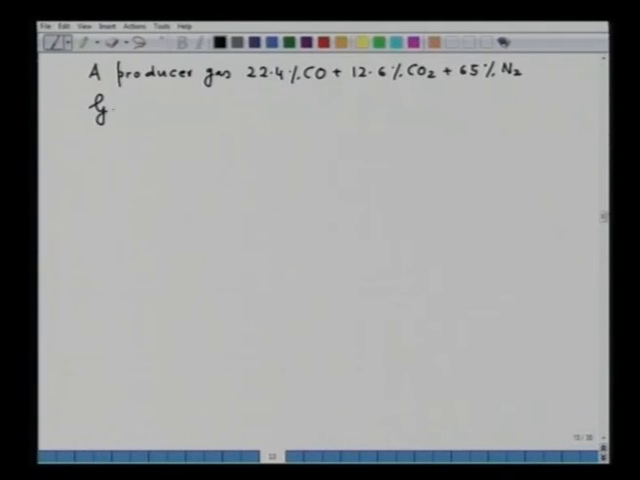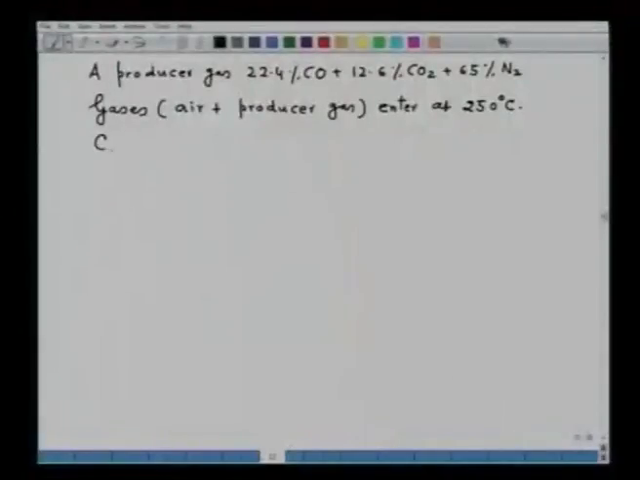The gases, that is air plus producer gas, enter at 250 degrees Celsius. That is, here both air and producer gas are heated and they bring sensible heat into the reaction. So, you have to calculate adiabatic flame temperature. Calculate AFT.